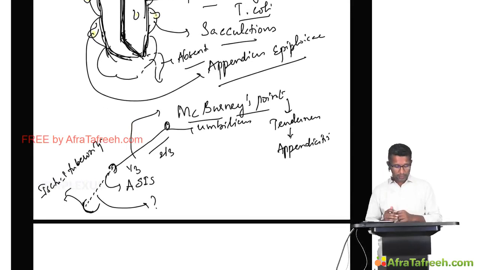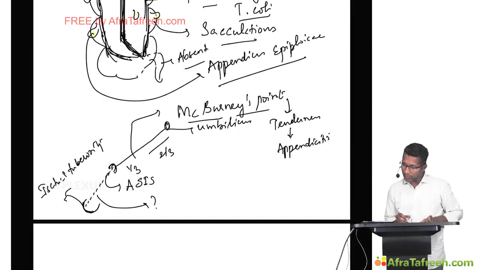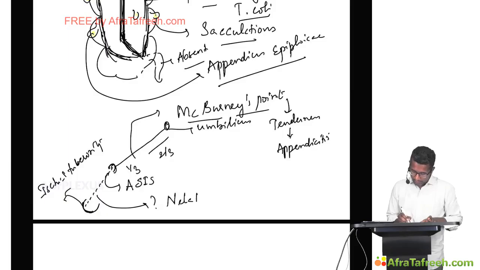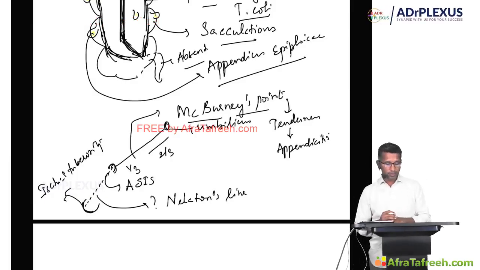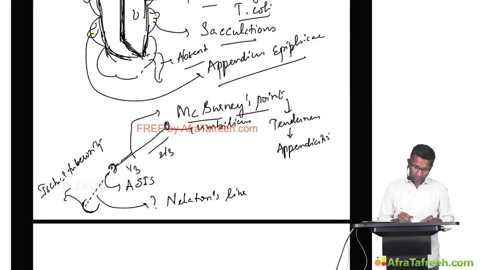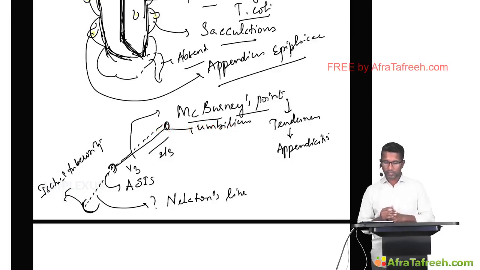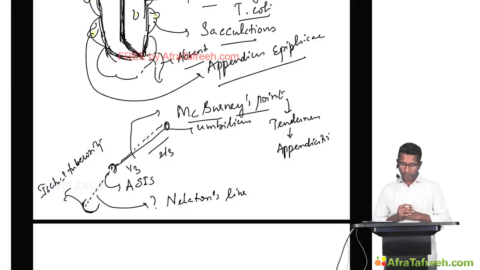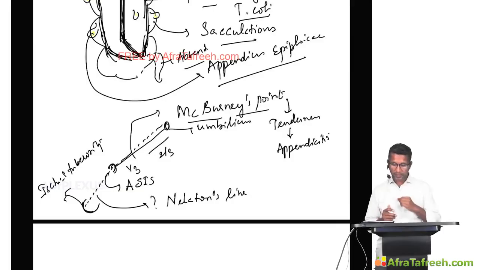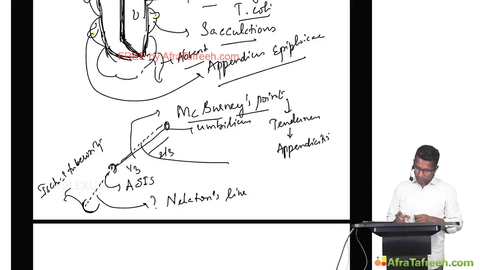This line is called Nelaton's line. Very good Charu, this is called Nelaton's line. Suppose you extend Nelaton's line to the umbilicus, what is this line called, guys? If Nelaton's line is extended to the umbilicus, then you call this line the Shoemaker line.